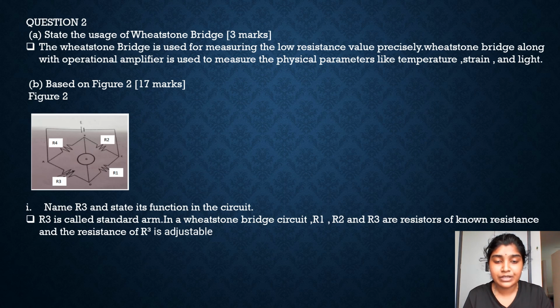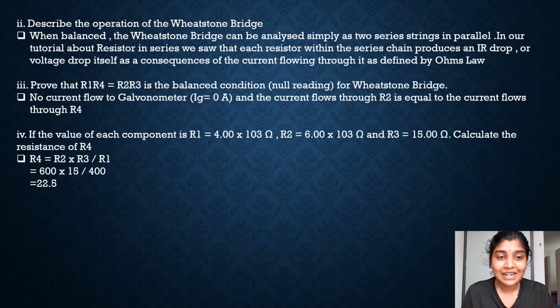In the Wheatstone bridge circuit, R1, R2 and R3 are resistors of known resistance and the resistance of R3 is adjustable. C. Describe the operation of the Wheatstone bridge. When balanced, the Wheatstone bridge can be analyzed simply as two series strings in parallel. In our tutorial about resistors in series, we saw that each resistor within the series chain produces an IR drop, or voltage drop, itself as a consequence of the current flowing through it as defined by Ohm's law.